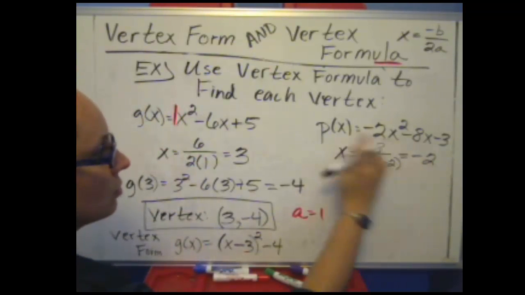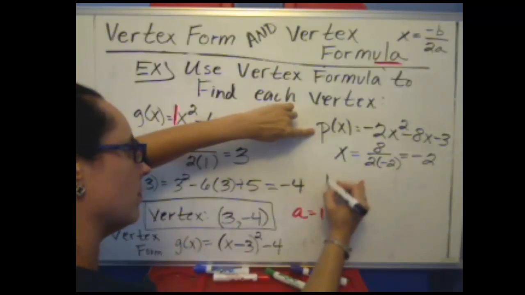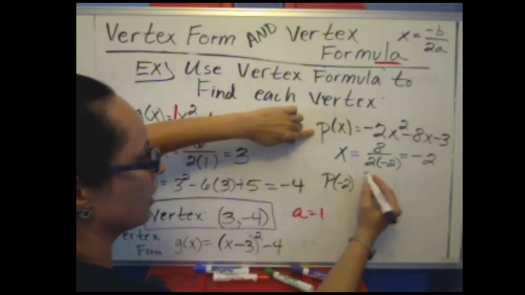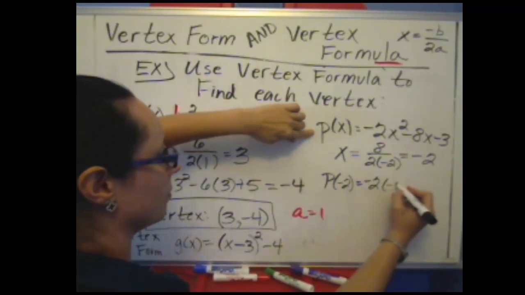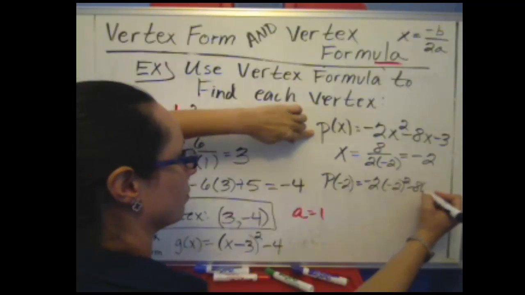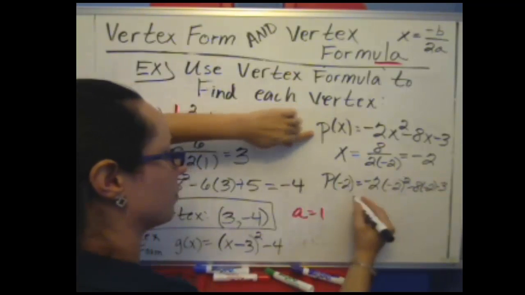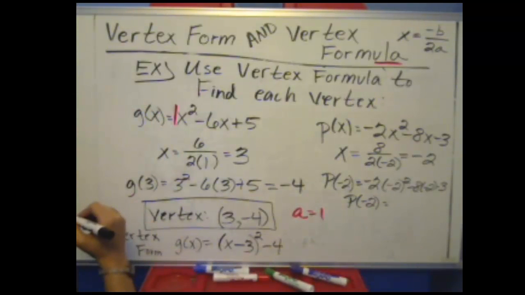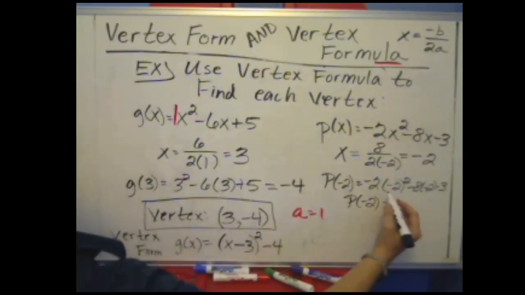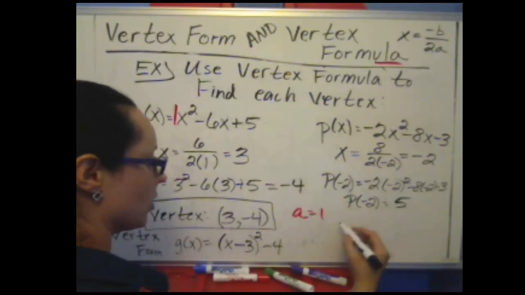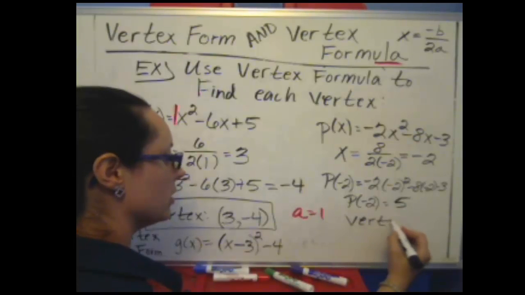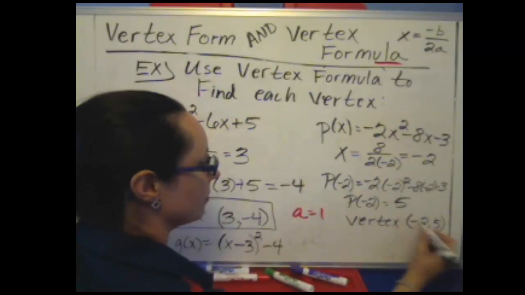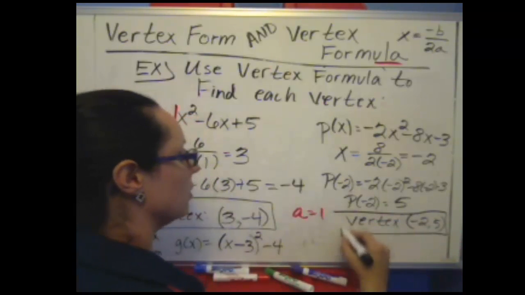Now we'll take that -2 and put it back into our equation in place of x so that we can get the output that goes along with the x we've just solved for. Here we get a positive 5. So our vertex, our solution for this objective, is -2, 5. So we could stop there.